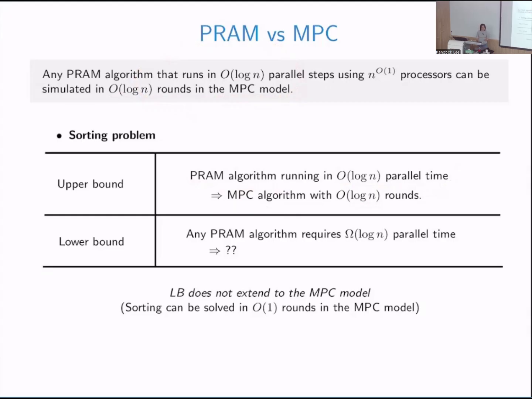And in the case of the PRAM algorithms, there is a lower bound. It is known that any PRAM algorithm requires log n parallel time. But this lower bound doesn't extend to the MPC model. And in fact, we just saw that the sorting problem can be solved in constant rounds in the MPC model. The previous algorithm is randomized, but you can make it deterministic. So this indeed shows that this lower bound doesn't hold for the MPC model.